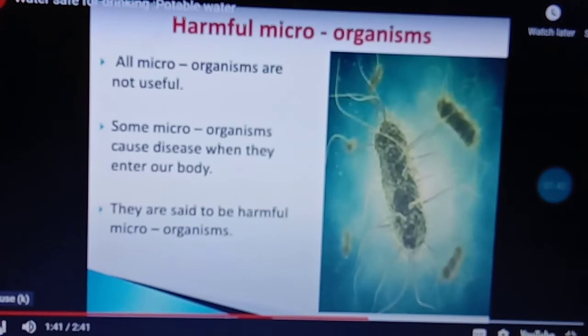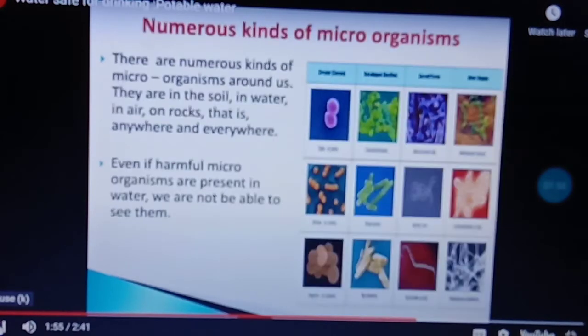Harmful microorganisms. All microorganisms are not useful. Some microorganisms cause disease when they enter our body. They are said to be harmful microorganisms.